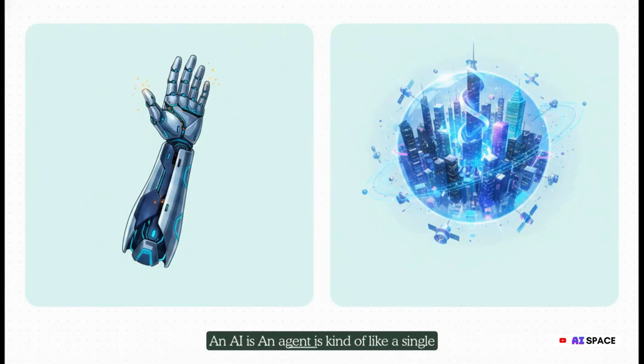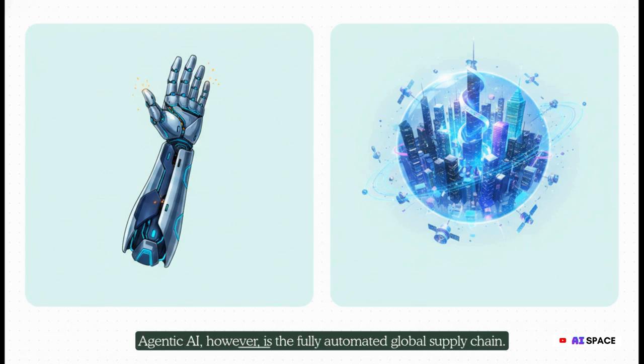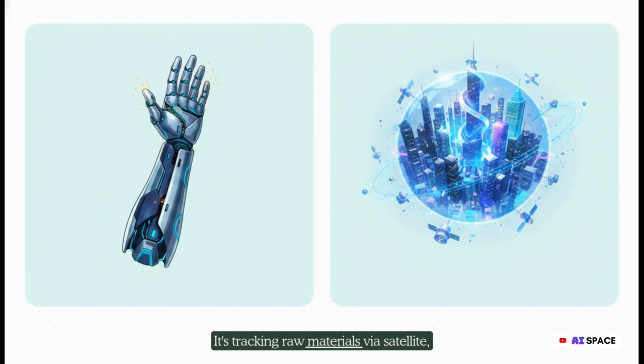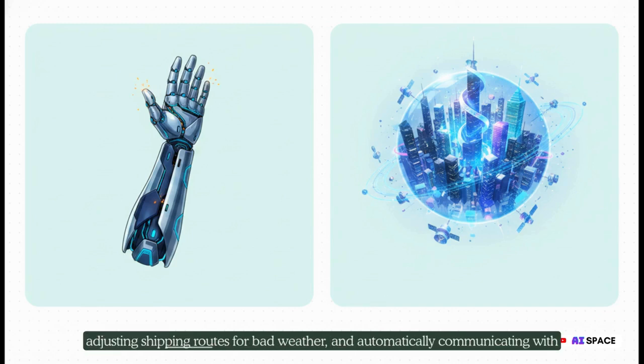Let's consider the world of physical logistics for a second. An AI agent is kind of like a single robotic arm on an assembly line, perfectly welding one car door over and over again. Agentic AI, however, is the fully automated global supply chain. It's tracking raw materials via satellite, adjusting shipping routes for bad weather, and automatically communicating with that robotic arm to slow down production if inventory gets too high.